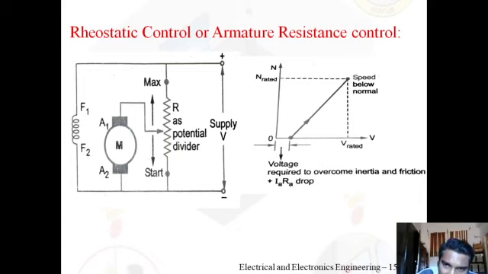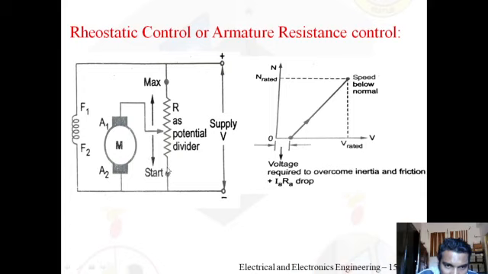Whenever it overcomes these drops, the speed starts increasing. So we can start the analysis from this particular point. Therefore, whenever the voltage is zero, we can consider the speed is zero. Some amount of voltage, as we have analyzed, is required to overcome the losses and drops. So at this particular point, the speed is zero.